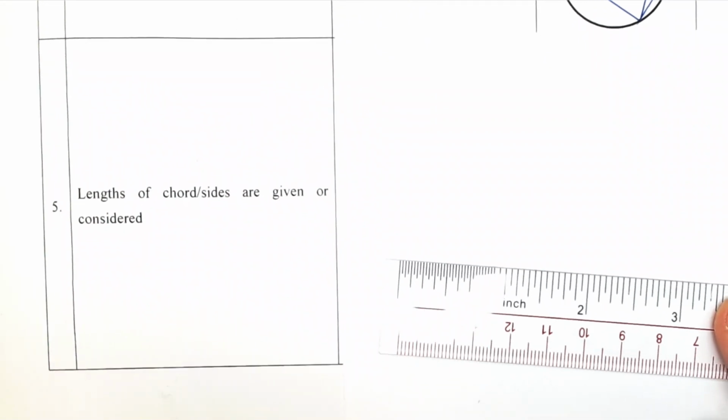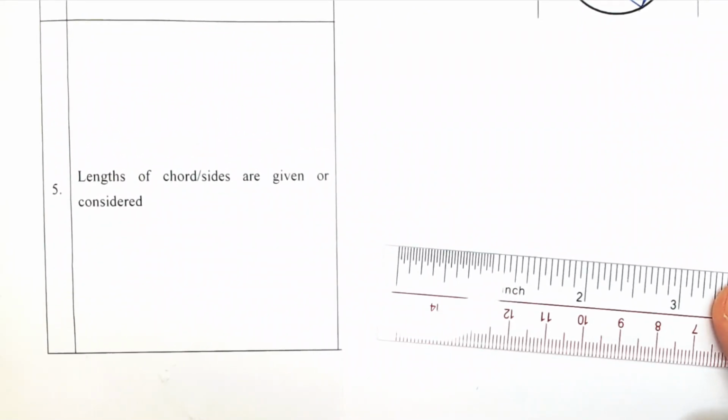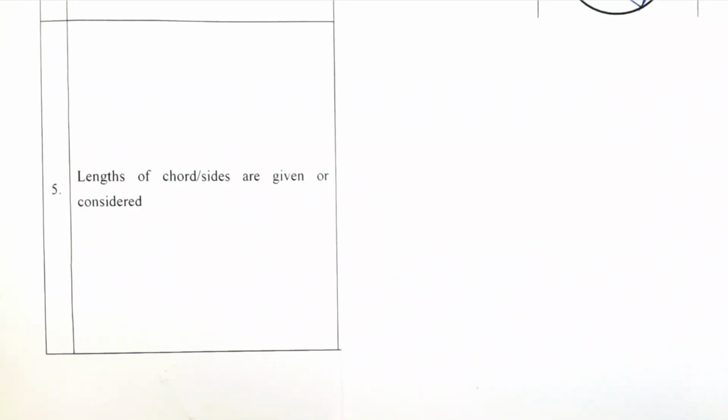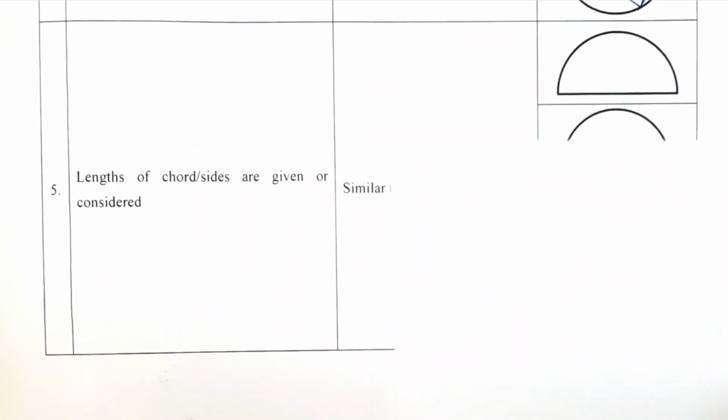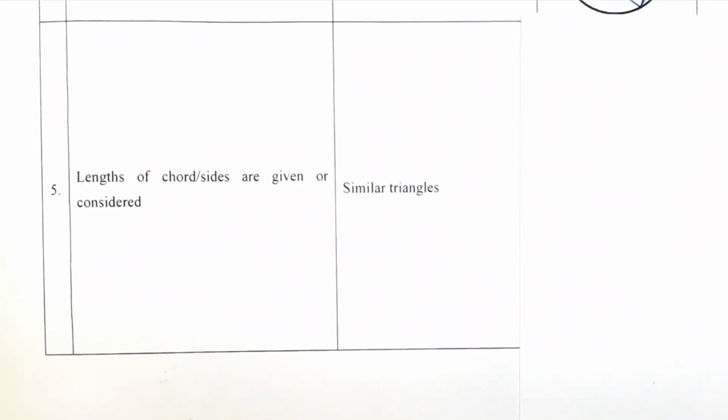And finally, number 5, when lengths of chord or sides are given, or you need to consider them. Although we have learned some of the properties about chord, that is about the perpendicular bisectors, we have learned the use of Pythagoras theorem, etc. But not all the time does it involve the center of circle. And in this case, you may need to consider the following. Number 1, you may need to consider similar triangles.